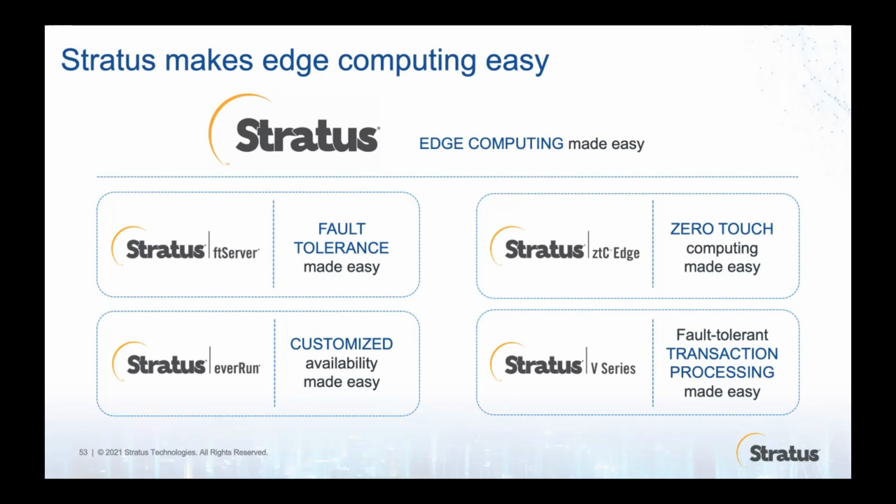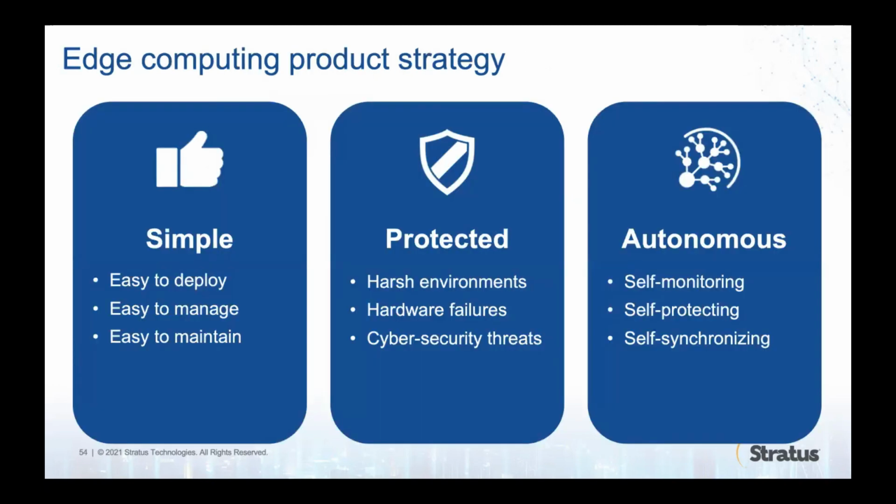And then, of course, the ztC product that we have. And then we also have a product called V-Series, but that's a bit more application specific. That's not something that we really do here in South Africa. So really, FT Server, ztC Edge, and Everrun software are the products that we can promote and can help you with. So really scalable. We can really protect your systems and your applications from the edge right up to the cloud environment. So, edge computing product strategy.